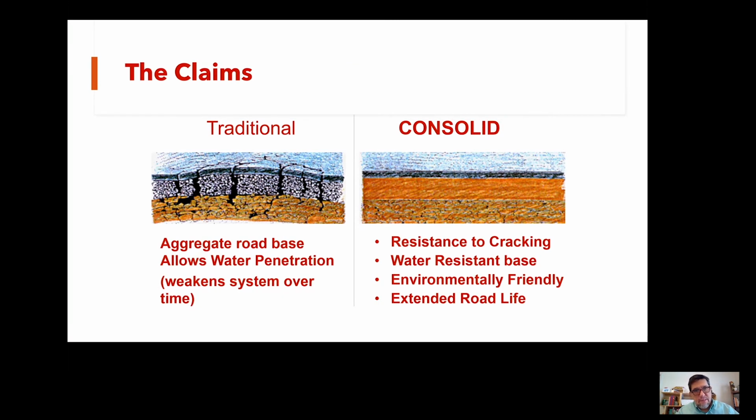Now, here's what the traditional road has an issue with. Water can get in through the cracks in the asphalt. Water can also come in laterally, and it can come up from the bottom through capillary action. And so when water gets into the road base, it weakens it, and water is the enemy of traditional roads. On the other hand, Consolid, which would be represented by this orange layer right here, is much stronger. It resists cracking, and it repels water and resists penetration of water so that the strength of that road base does not diminish over time. This results in a significantly extended road life.